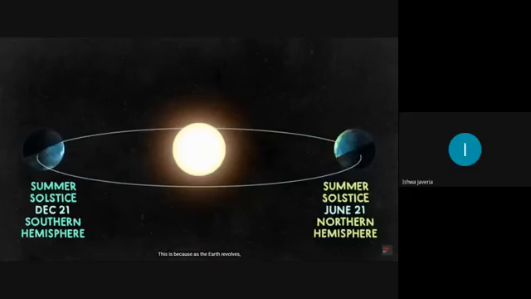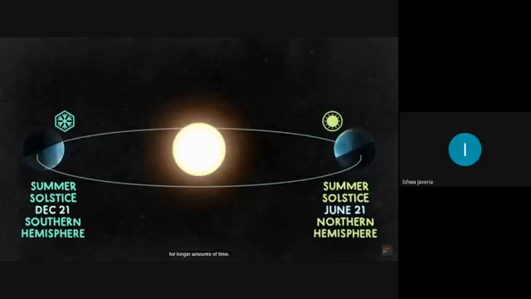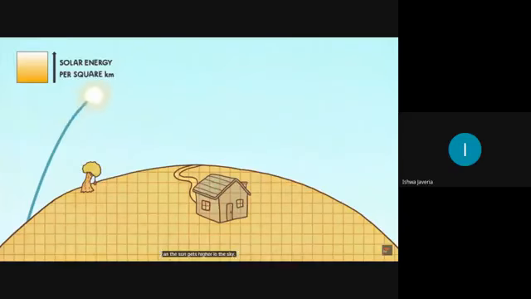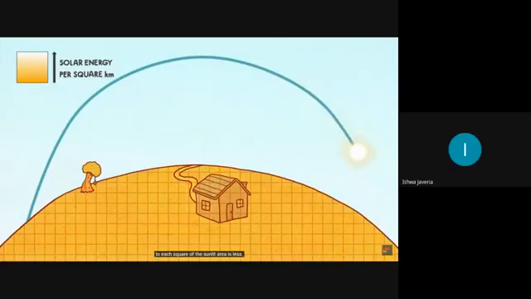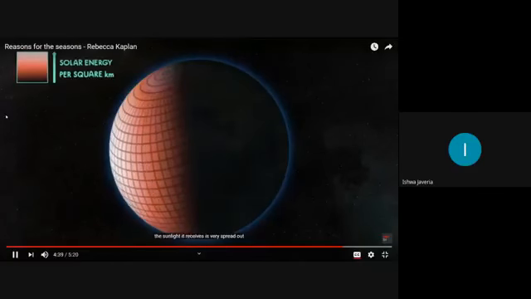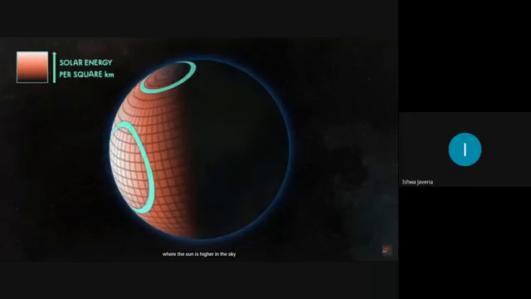This is because as the Earth revolves, the northern hemisphere ends up tilted away from the sun in the winter and toward the sun in summer, which puts the sun more directly overhead for longer amounts of time. Remember those increased summertime daylight hours? And solar energy per square kilometer increases as the sun gets higher in the sky. So, when the sun's at an angle, the amount of energy delivered to each square of the sunlit area is less. Therefore, even though the North Pole is getting 24 hours of daylight to warm up, the sunlight it receives is very spread out and delivers less energy than a place further south, where the sun is higher in the sky because it's more tilted toward the sun.